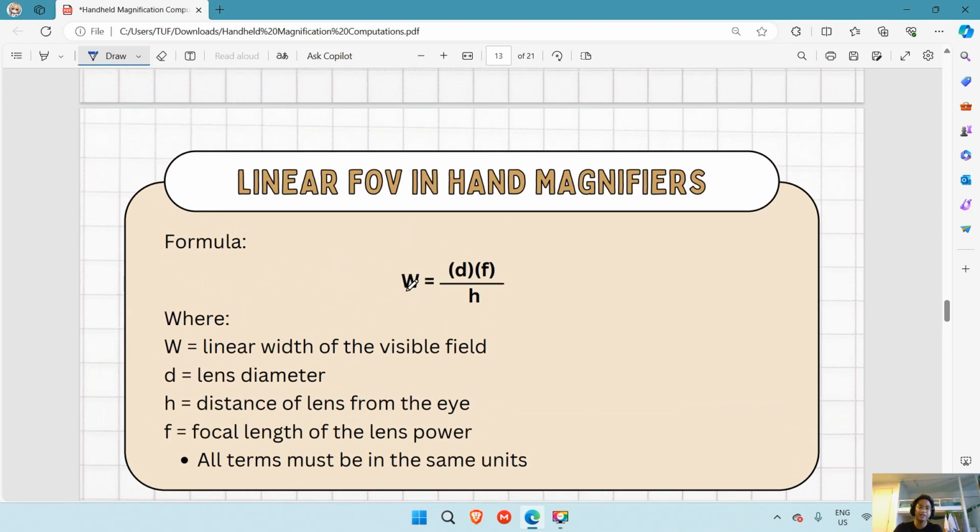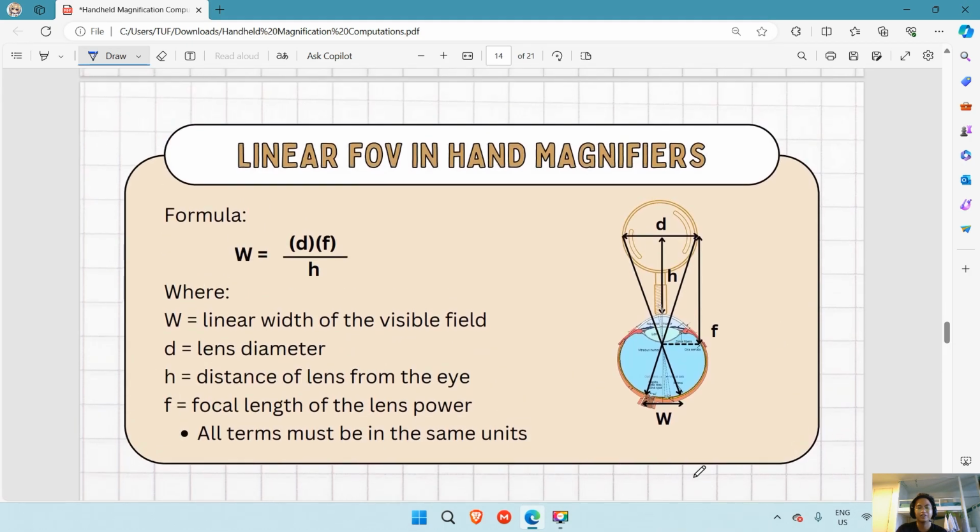So we have here the formula: W is equal to D times F over H, where W is our linear width of the visible field, D is our lens diameter, H is our distance, and F is the focal length. Here is a visualization of this. And of course, all terms must be in the same units, so either all in meters or all in centimeters. It's up to you, as long as your units are correct and you follow the instructions in our test.